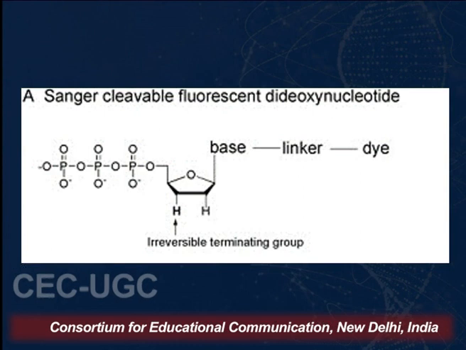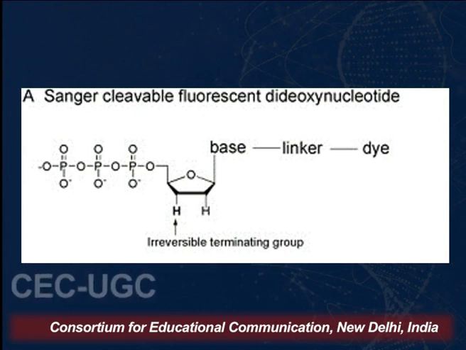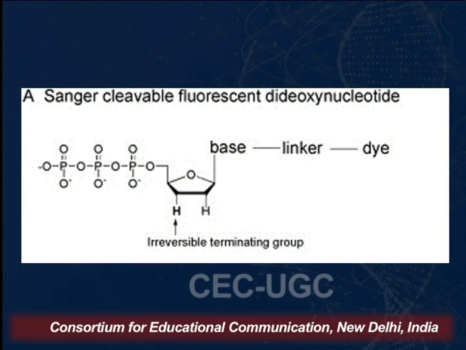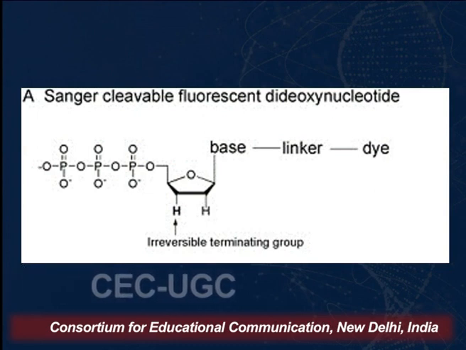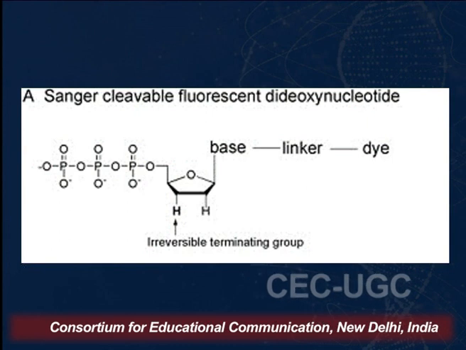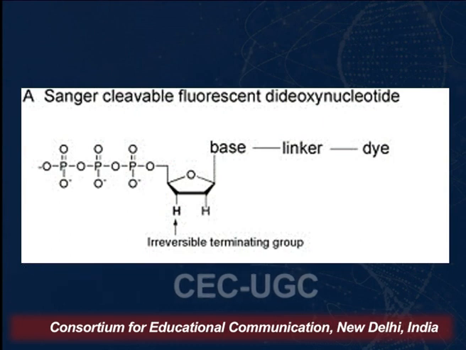We have already seen the Sanger dideoxy nucleotide, and this dideoxynucleotide contains H in place of the OH, and then the nitrogenous base is attached to a dye or a fluorophore with a linker molecule. This is how the ddATP or ddGTP looks. So the base can be adenine, thymine or whatever, but that base is attached to a particular fluorophore dye, and this is a termination group because it has H in place of OH, and therefore it cannot be extended.